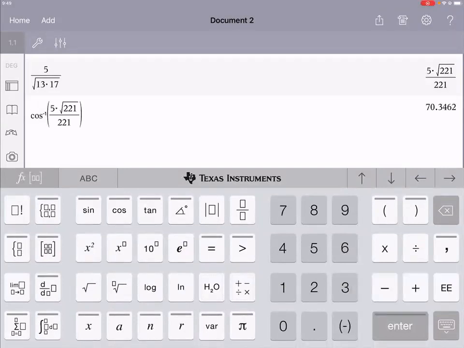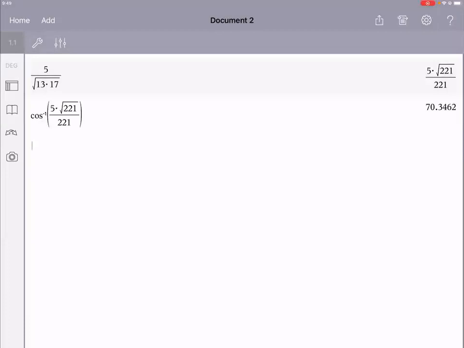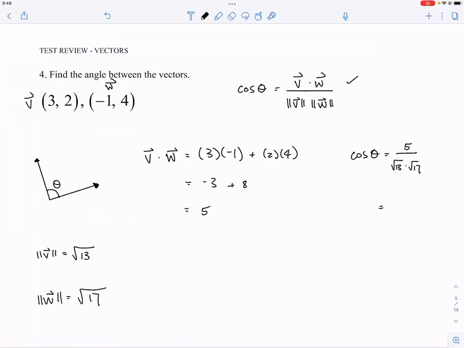Okay, now I can find my angle. So my theta is 70.346 degrees. When you look at finding the angle between two vectors, do you know the equation to find the angle? That will be the key. And you have a calculator for your work here.